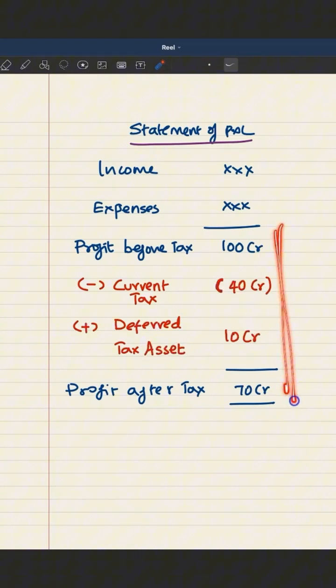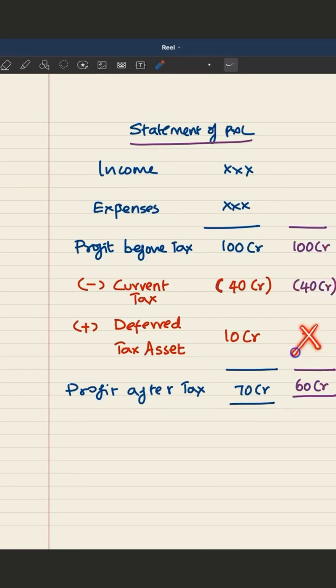Similarly, look at this scenario where there was an excess tax, because this business ideally should have only 30 crore as taxes, but they paid 40 crore. But that excess is offset by providing for deferred tax asset credit, and profit after tax is maintained at 70 crore. If this deferred tax asset is not provided, what would have been the scenario? If that was not provided, then 100 crore minus 40 crore, profit after tax will be 60 crore.